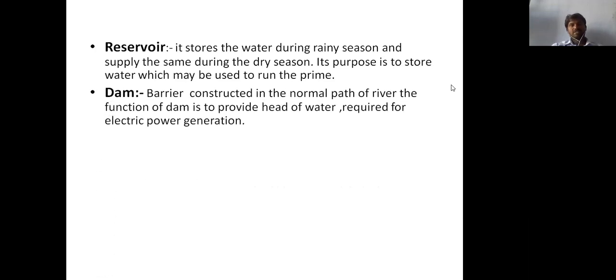The second one is the dam. A dam is a barrier constructed in the normal path of a river.